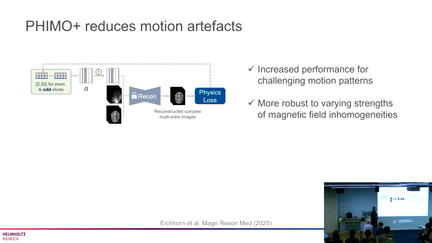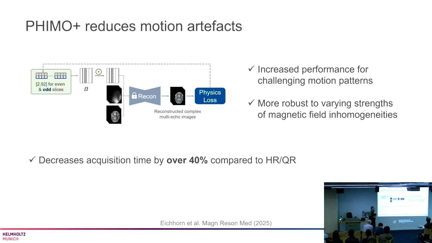So we basically find an increased performance for quite challenging motion patterns. And we actually also dealt with the problem here of the varying strengths of the magnetic field inhomogeneities by removing basically the stuff that doesn't work. So it's a bit like a surgical approach to K-space. If it's bad, you cut it out.